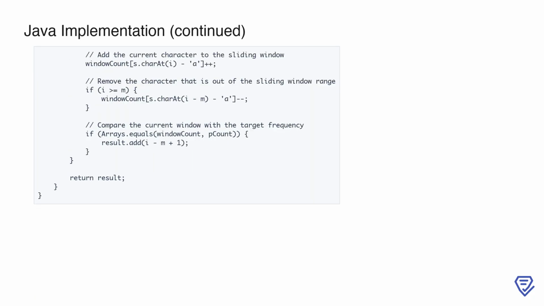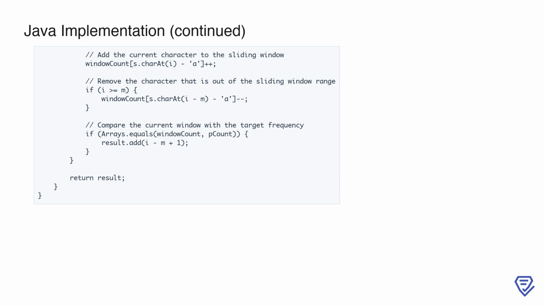As we process each character in s, we add it to the sliding window by incrementing the count in windowCount for the current character. If the sliding window exceeds the size of p, we remove the character that falls out of the window by decrementing its count in windowCount. At this stage, the sliding window always represents a substring of s of the same length as p.